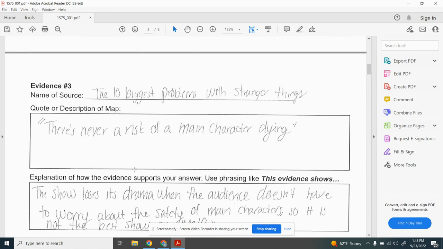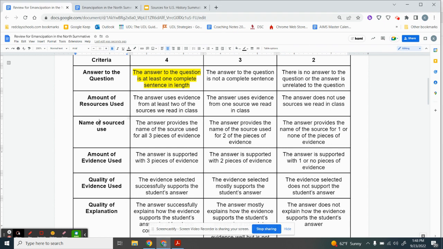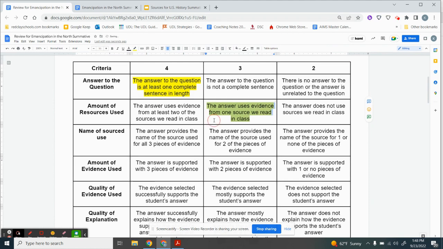So this student uses evidence from at least two of the sources. Nope. Uses evidence from one source we used. Yes. So they scored a 3 for that because they used the same source every single time and they needed to use at least two sources.